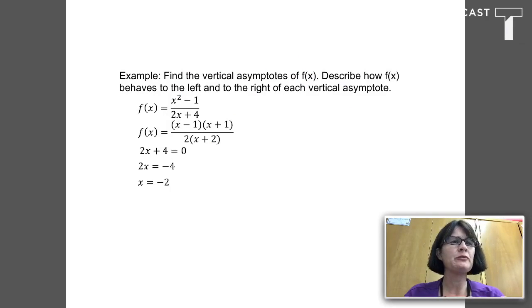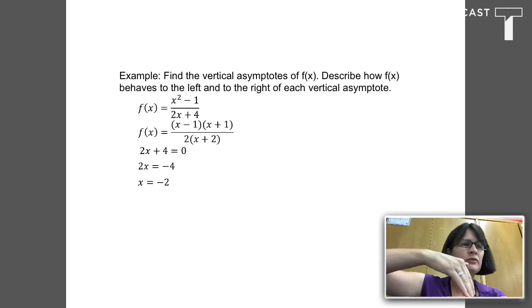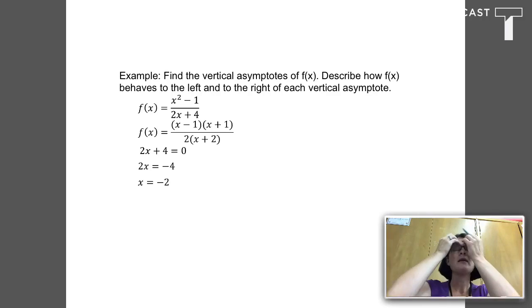So here's an example. You should write in, we've been asked to explore this function. f of x is x squared minus 1 over 2x plus 4. We're looking for a vertical asymptote, and if we find one, we want to describe what happens to the function as I approach that asymptote from the left and as I approach that asymptote from the right.